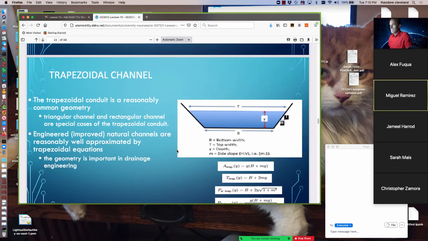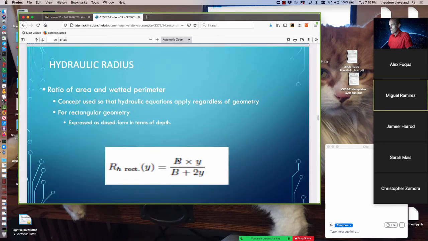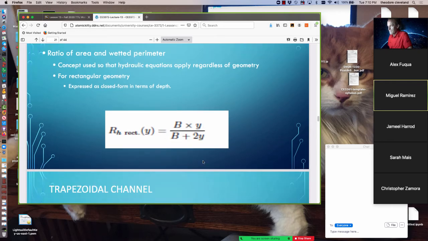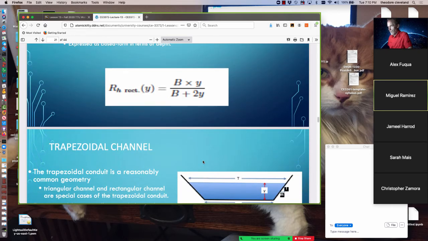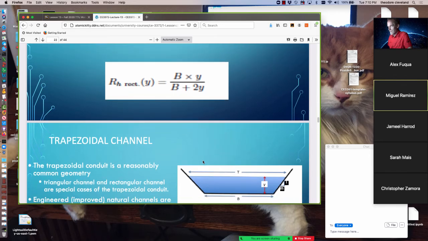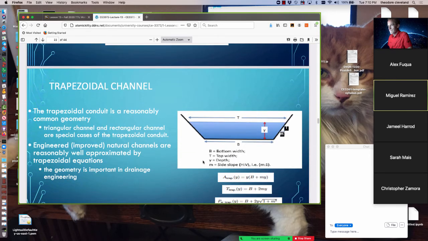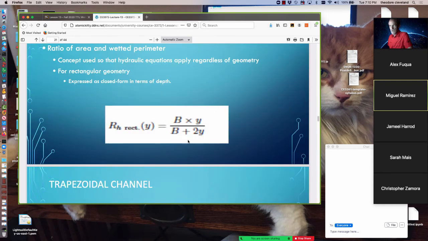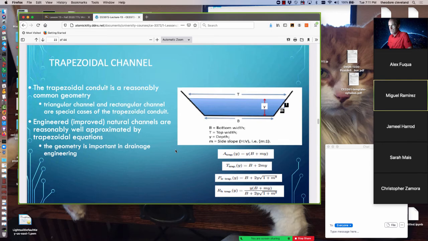So you were saying when it's really wide, we can neglect that 2y term? Well, think of it. If b is a big number and y is a little number, 2y is still pretty little. So b plus 2y is approximately equal to b, and the b's will cancel. You get a hydraulic radius equal to the flow depth. So for really wide channels, the flow depth and the hydraulic radius are almost the same value. But I'm not suggesting that you memorize it like that, but keep that approximation stashed away in the back of your head.